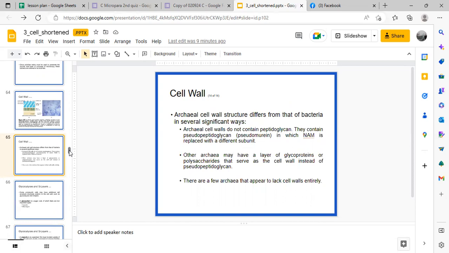So archaeal cell wall, ano ba yung difference niya sa bacterial cell wall? So they do not contain peptidoglycan. So instead, you have a pseudo-peptidoglycan. So instead of NAM, it is replaced with another subunit. No? So they may have a layer of glycoproteins and polysaccharide that serve as the cell wall instead of the pseudo-peptidoglycan. And there are a few na walang cell walls entirely.